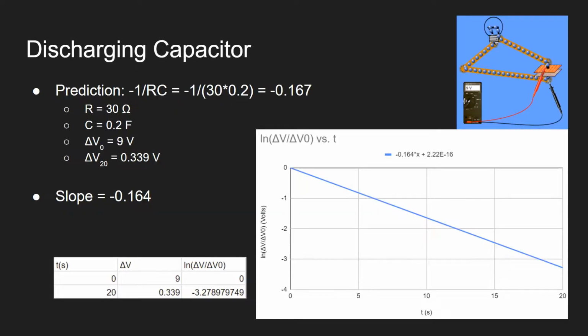Then, looking at the potential difference of the discharging capacitor, we looked at the linear relationship between ln of the potential difference at t over the initial potential difference, and when we plotted this for 20 seconds, you were able to see that the slope calculated was negative 0.164, while for our prediction, it was negative 0.167, and this was close enough that we can conclude they have a linear relationship.